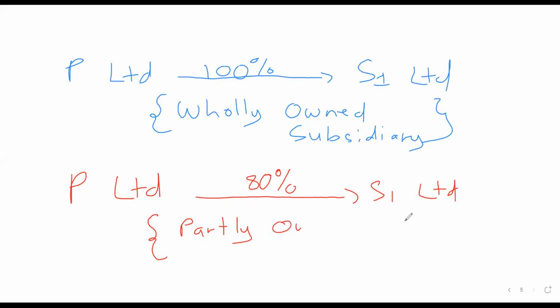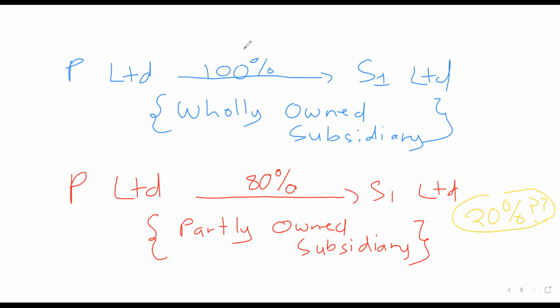A partly owned subsidiary. Why do we say partly owned subsidiary in this case? It's simply because the parent company, P Limited, did not buy everything in the subsidiary. In other words, they do not own every share in the subsidiary S1 Limited. So the question is, what about the other 20%? Who does this 20% belong to? You might be asking that question because in the consolidation process, we need to account for this as well.